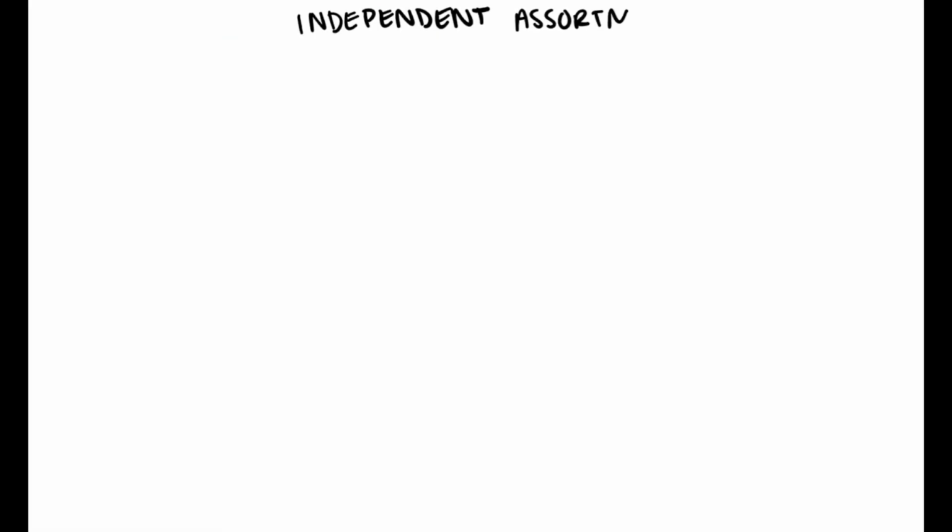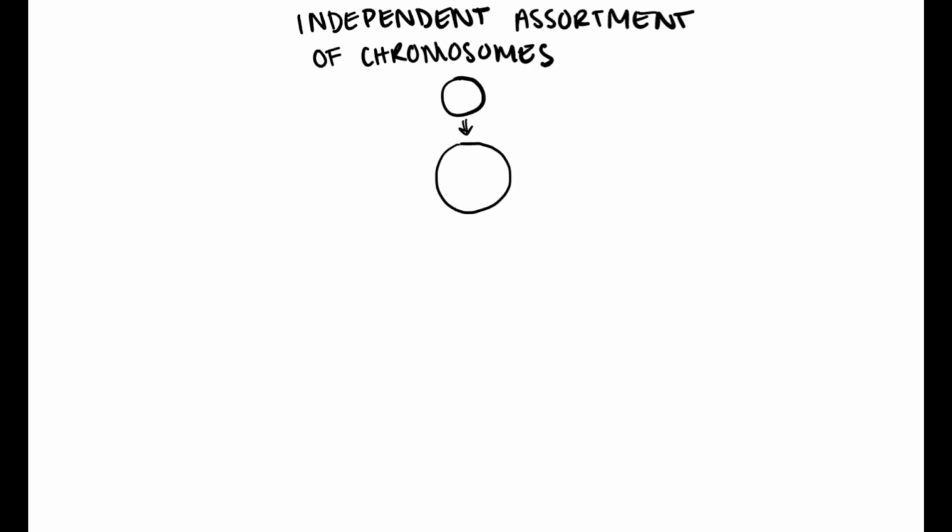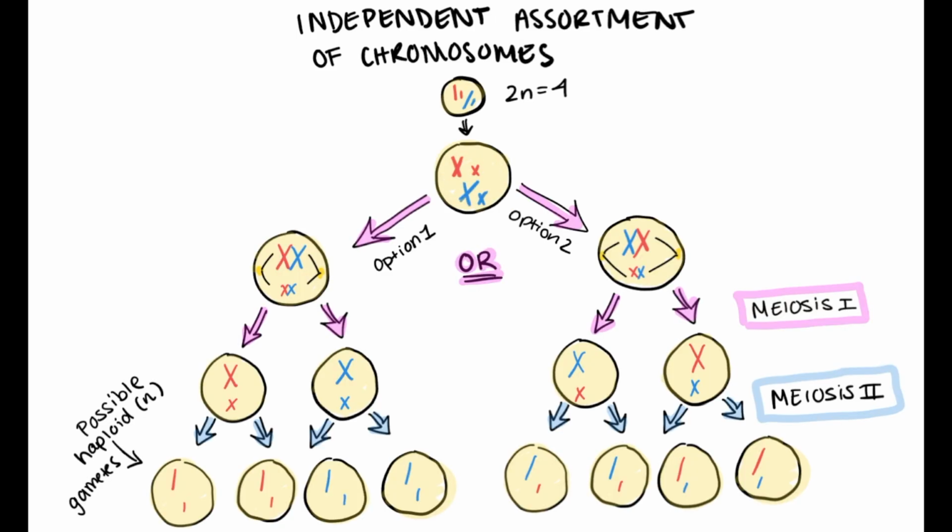Let's start with the independent assortment of chromosomes. During meiosis 1, homologous chromosome pairs, one set from each parent, line up along the middle of the cell during metaphase 1. Here's the key idea. Each pair aligns independently of all the others. This means the orientation of one pair doesn't influence how another pair lines up. For a simple example, imagine an organism with just two chromosome pairs. There are 4 possible ways to arrange them into gametes.